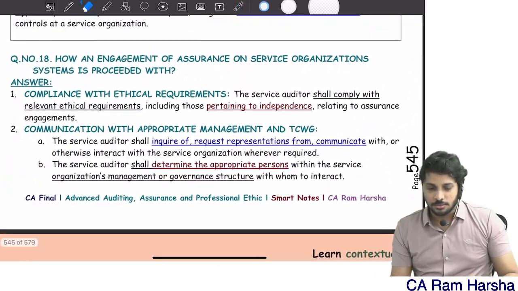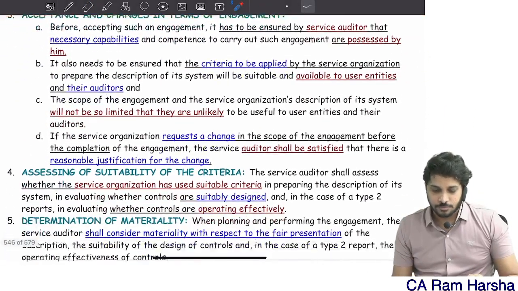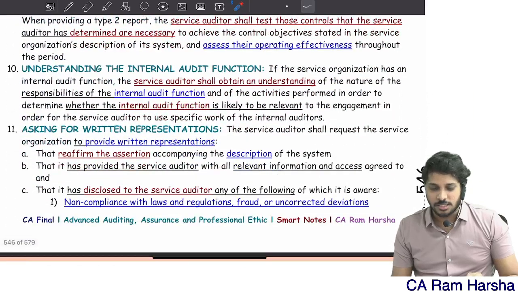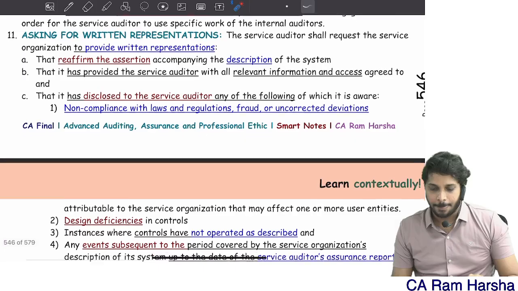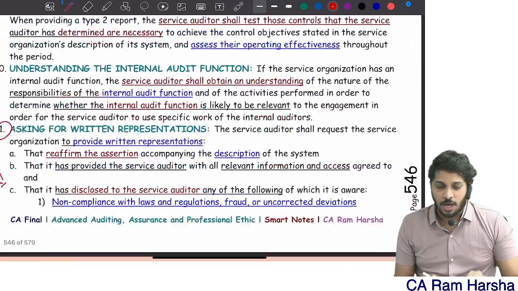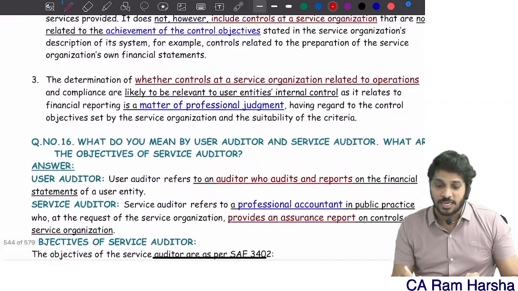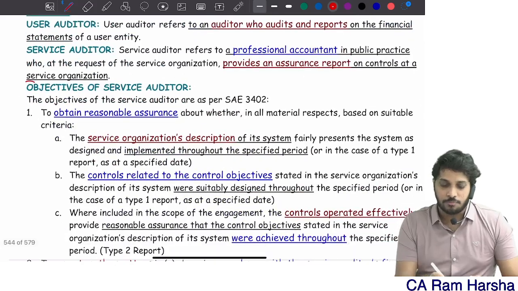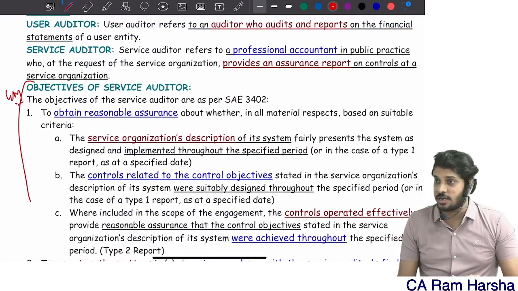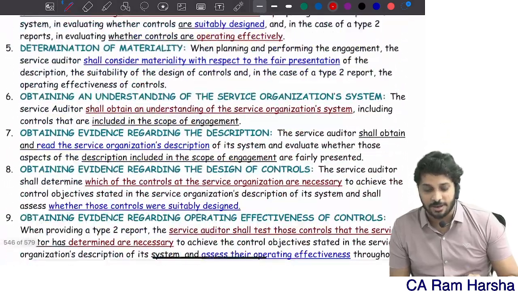Next. Now when the service auditor is performing the audit, this may be asked as a 4 marks question. The objective may be asked as a 4 marks question. Write about type 1 and type 2 report can be asked as a 4 marks question. Objectives of the service auditor can be asked as a 4 marks question. Anyway, the 3402 standard can be tested in any way.